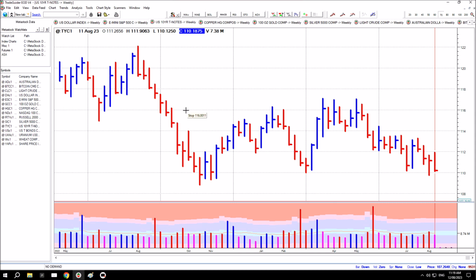US Treasury 10-year note futures have been under a little bit of pressure. Here's the lines.